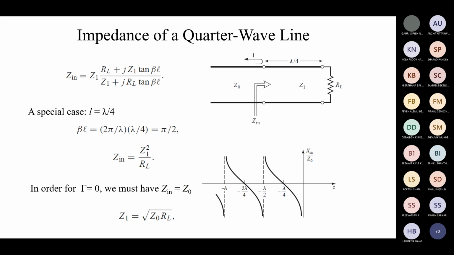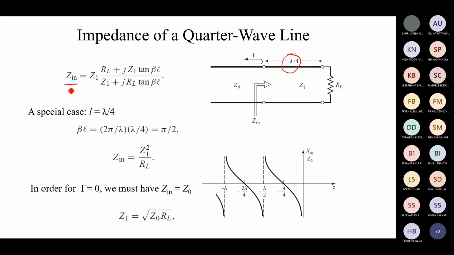And the most important concluding remark in transmission line theory is often referred to as quarter wave lines. These quarter wave lines, transmission lines of length lambda by 4, have some special advantage. So what is that?